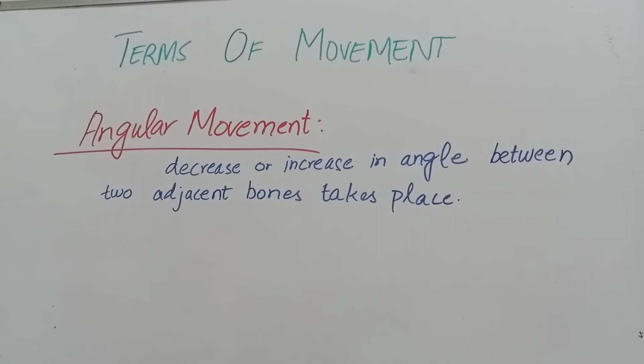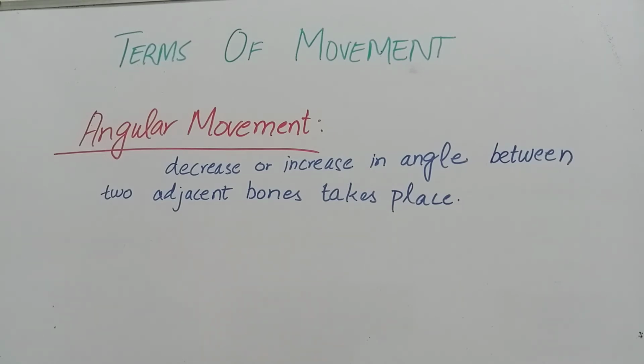The second one is the angular movement. In this type of movement, there is a change in angle between the adjacent surfaces, the adjacent bones that are involved in that movement. The change of angle means the angle may decrease or increase. As the name suggests, angular movement means the angle is involved. The angle is either increased or decreased.